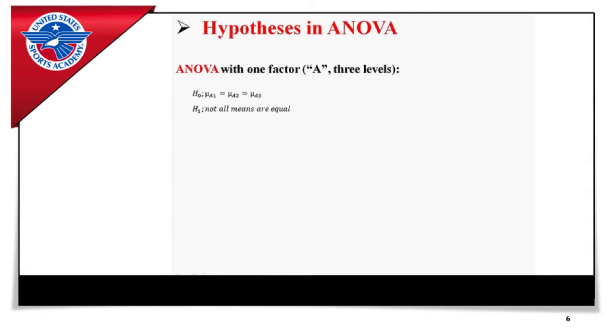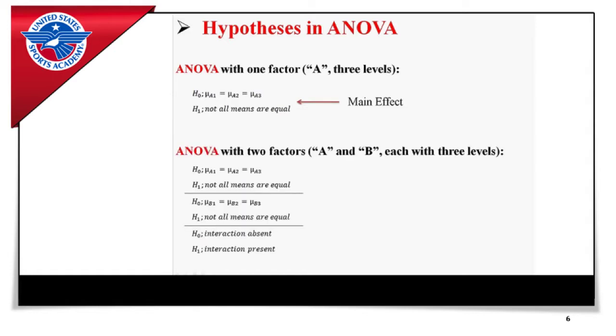Maybe only 1 and 2 are different, and maybe only 1 and 3 are different. So your alternative has to be written as not all means are equal. When you're dealing with the effect of one variable, it's called a main effect. But here, imagine we have an ANOVA with 2 factors, A and B. You would have 3 different sets of hypotheses. You'd have one for A, one for B, and one for the combination, or the interaction of A and B.